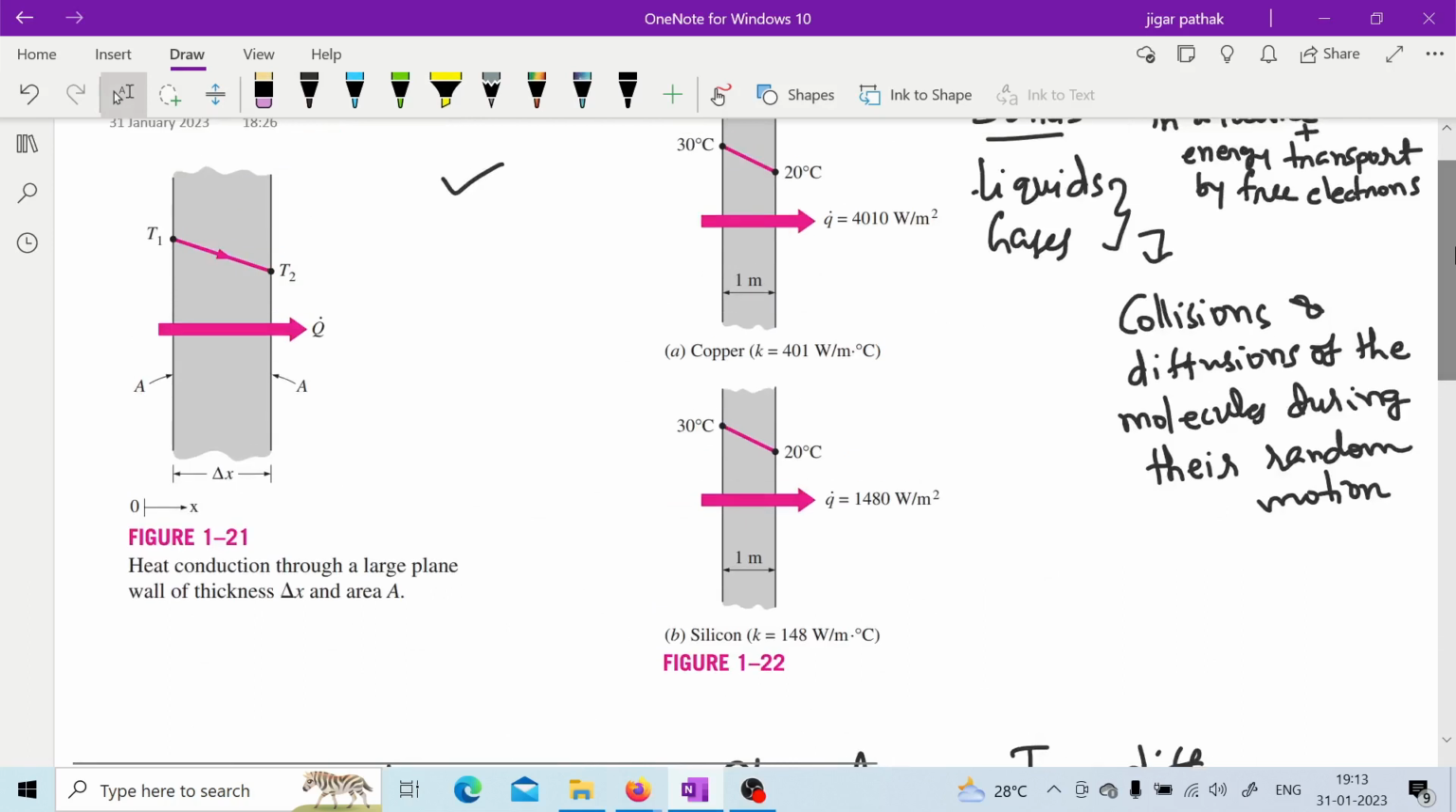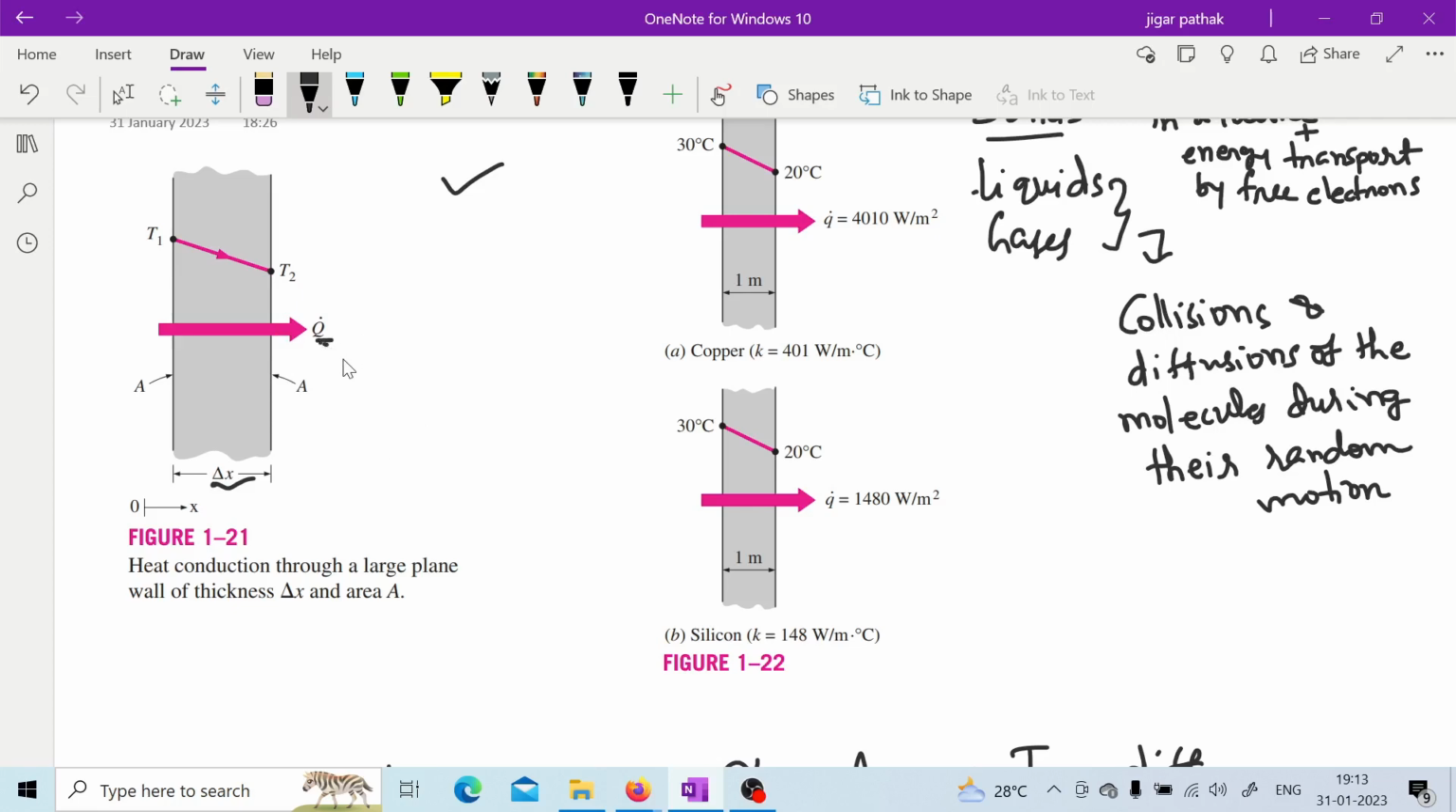Here in this figure, as you can see, this is the thickness through which heat is transferring, this is the temperature difference, and here is the area which we need to consider. All these things are mentioned here, and this is the heat conduction rate.